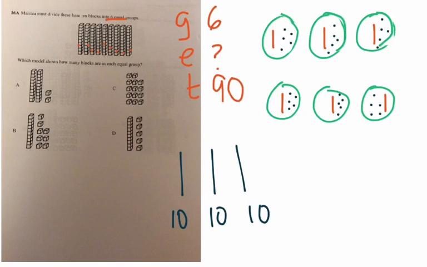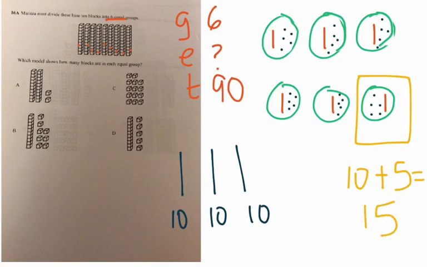So now I just need to look at one group of the 6 and count how many are in there. So I have 10 plus 1, 2, 3, 4, 5 ones, which equals 15. So that is what I am looking for in my answer choice.